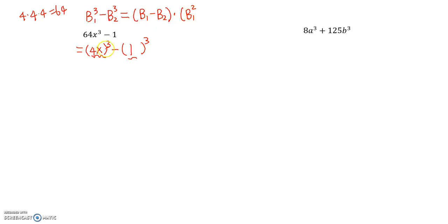Again, why is it squared? Because if you want to get b1 to the third, you must have b1 times b1 squared. But we also have an extra term, which is b1 times b2, the product of these two, and plus b2 squared. So this is the formula. We're going to apply the formula here. And keep in mind, in this case, our b1 is going to be 4x, the first base. Our second base, b2, is going to be 1.